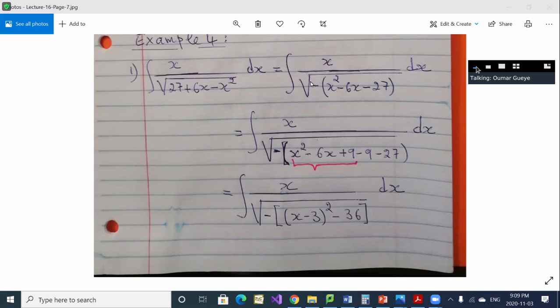And be careful, the minus 1 here cannot be taken out of the square root. The reason is the square root of minus 1 is undefined. I'm going to leave it just inside like that, and I'm going to complete this square.